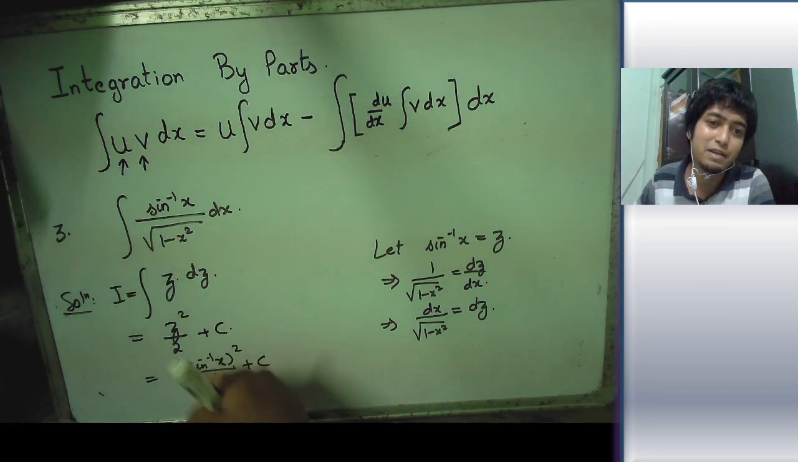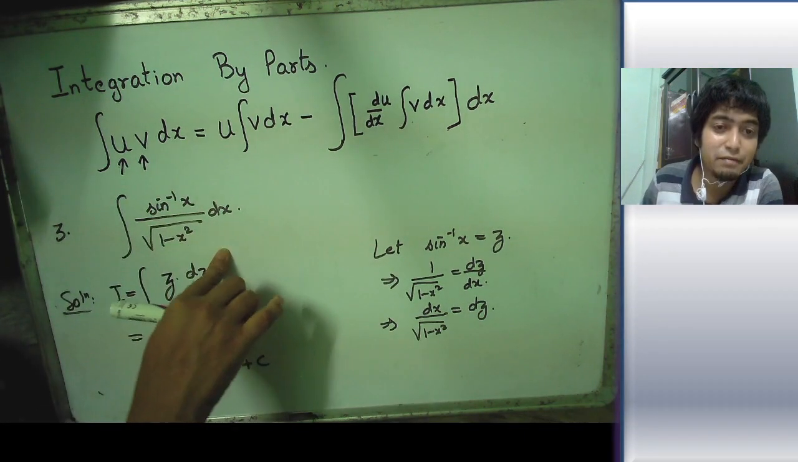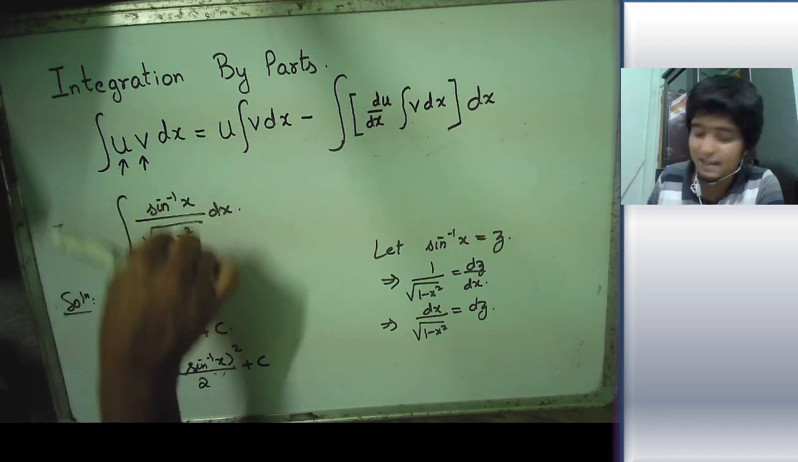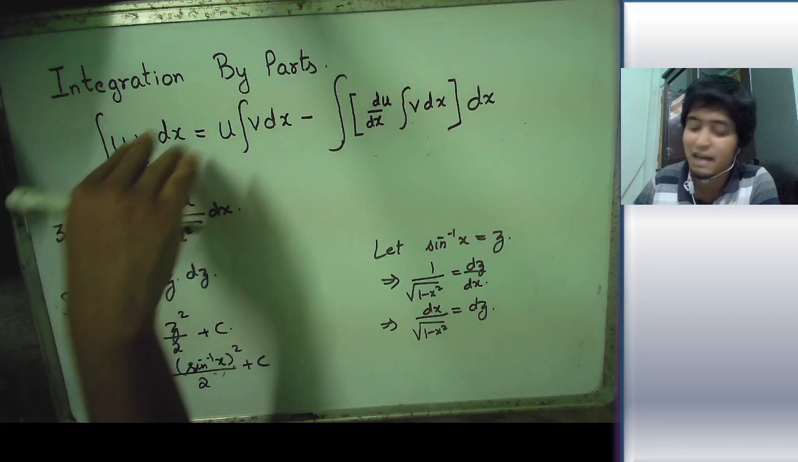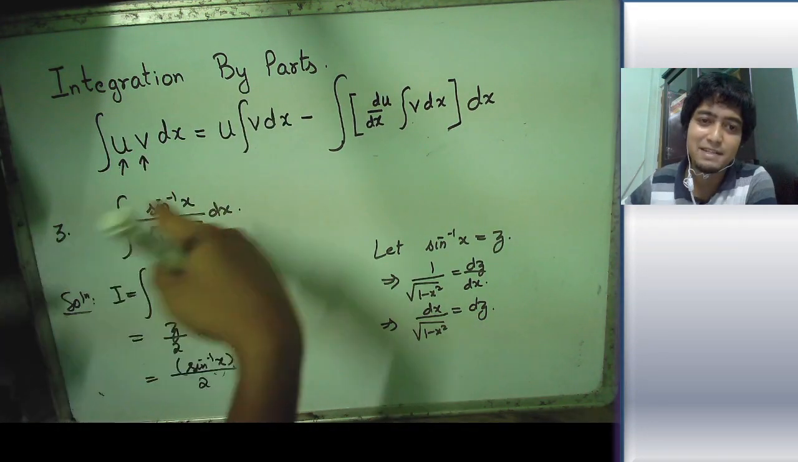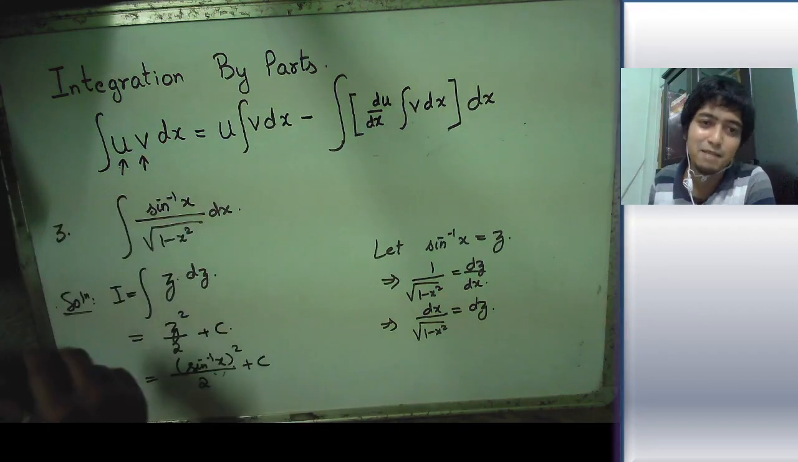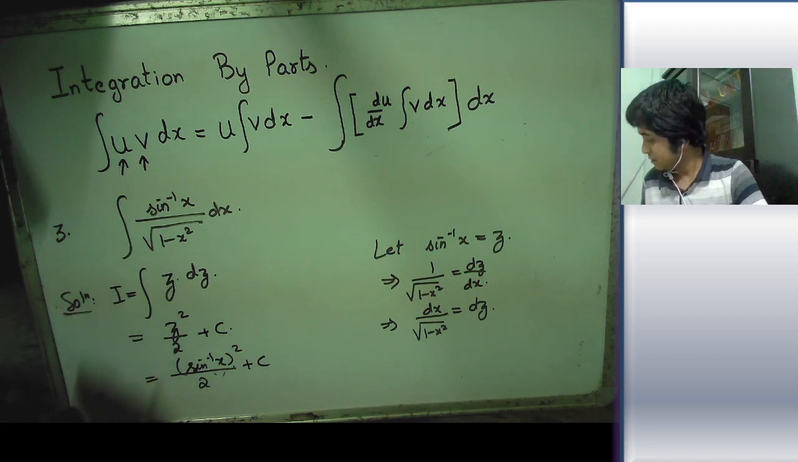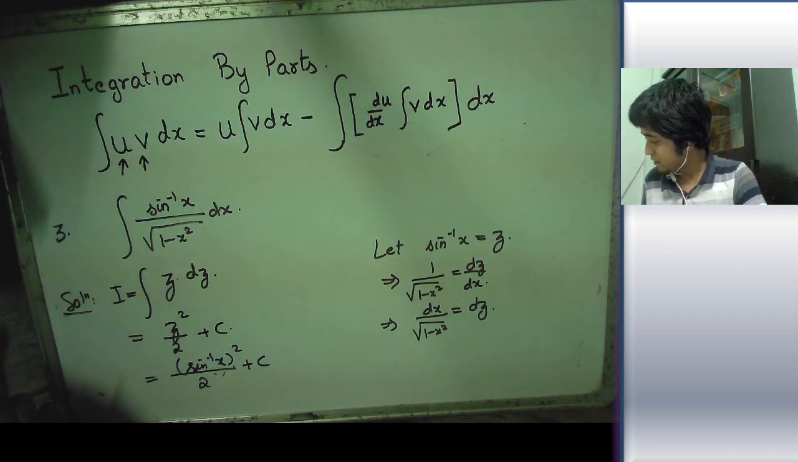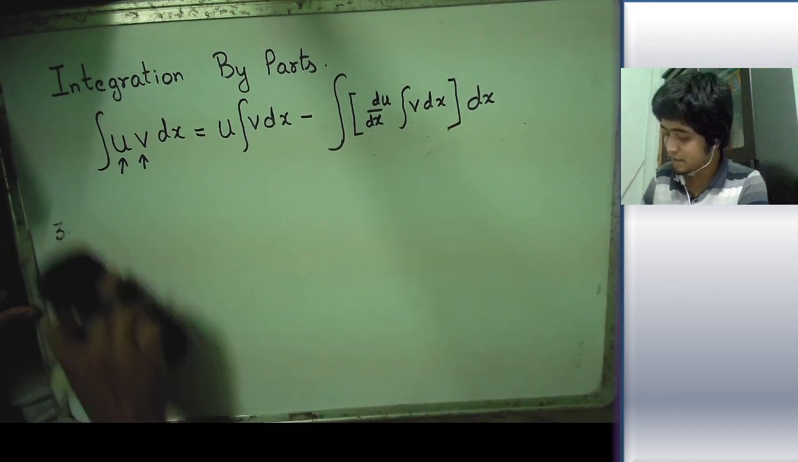We don't even need integration by parts. What I want to highlight here is that just because you think it is a product of two functions doesn't necessarily mean that you will have to use integration by parts. In fact, sometimes just by pure substitution, the problems become easier. So problem number 3 is done.